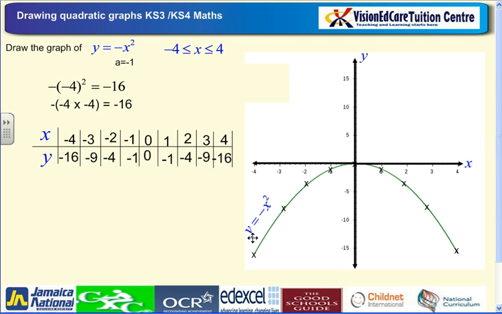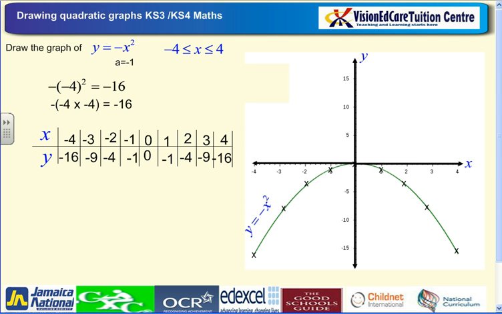After you draw your curve, you label your graph. Y is equal to minus x squared. Now, key thing you need to note here is that when the coefficient of x squared is negative, the graph has this shape, which is that sad face expression.